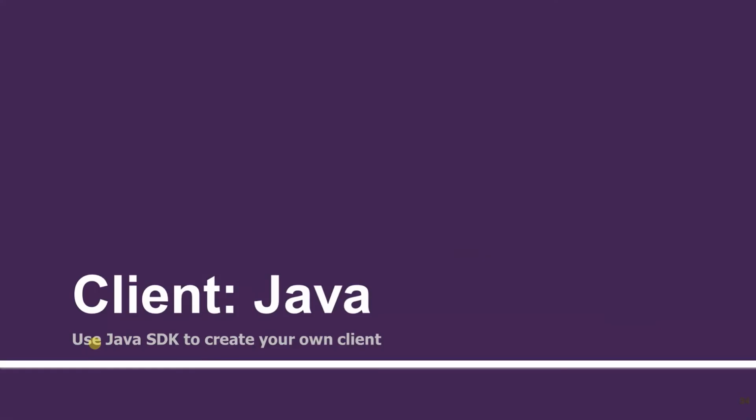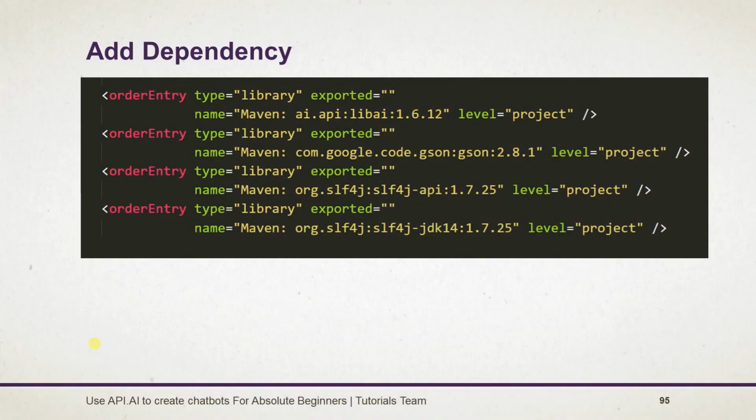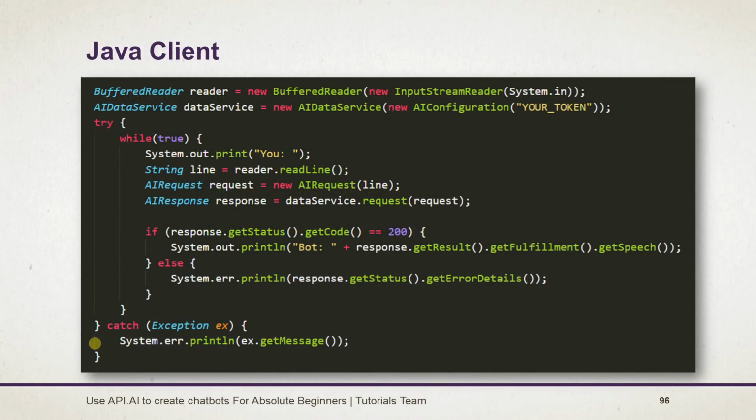Let's see what we learned in this session. Here are the four Maven modules that we added to our project for the dependency. And here is the method that we created, in which we retrieve the text from the console by using the BufferedReader, and use the AIDataService to send the request to the API.AI.